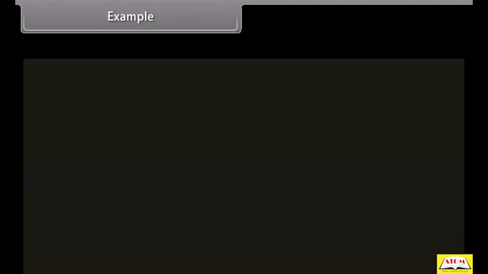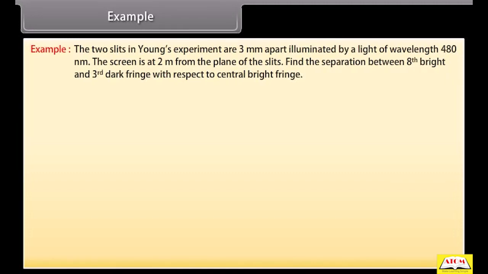Example. Let's take an example on Young's double-slit experiment. The two slits in Young's experiment are 3 mm apart, illuminated by light of wavelength 480 nanometer. The screen is at 2 meters from the plane of the slits. Find the separation between the 8th bright and 3rd dark fringe with respect to the central bright fringe.